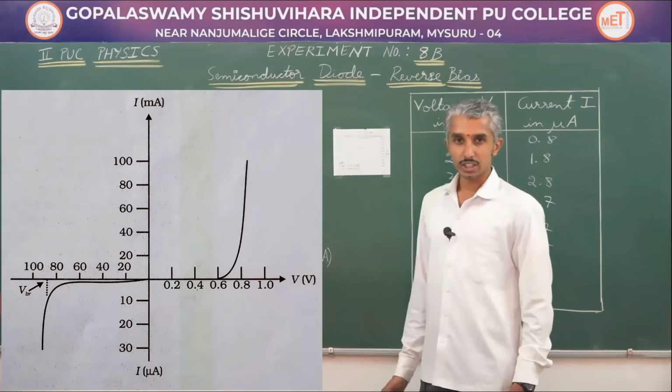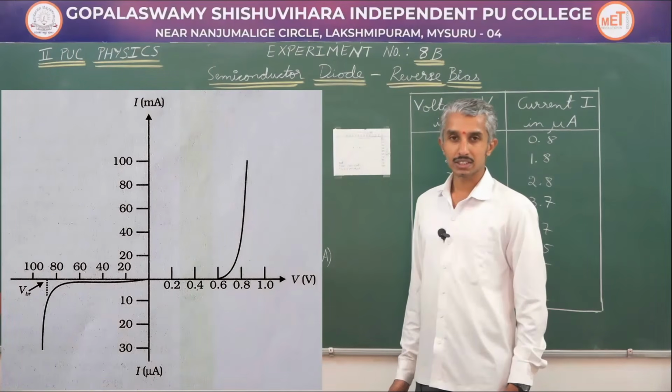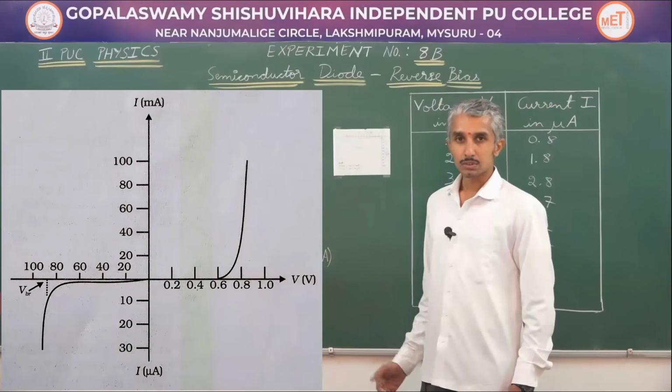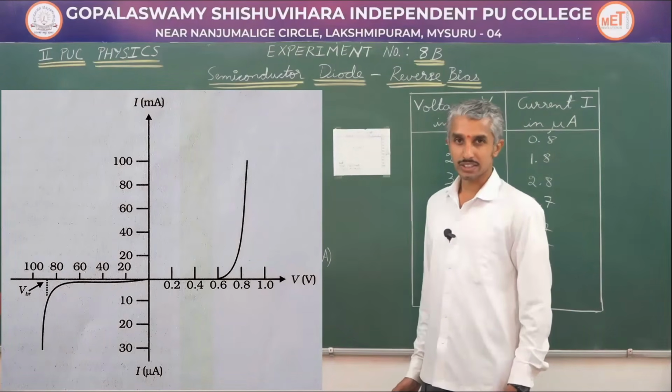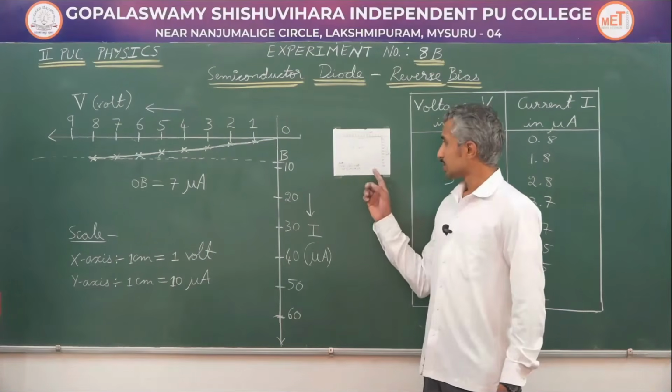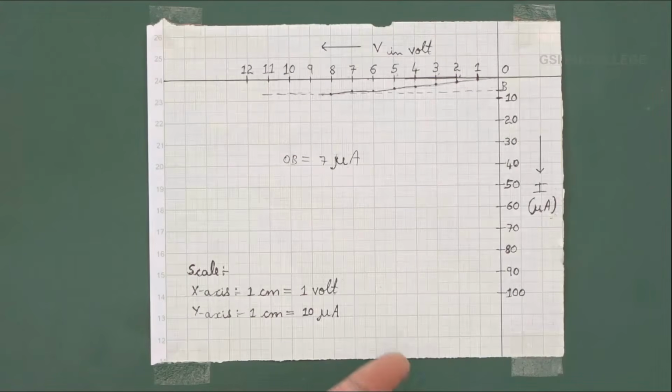The graph in the NCERT helps us to understand the forward bias and the reverse bias a lot better. It's better to go through the theory part and the graphical explanation given in your NCERT textbook. The same graph is shown here. Here is the graph drawn for today's experiment.